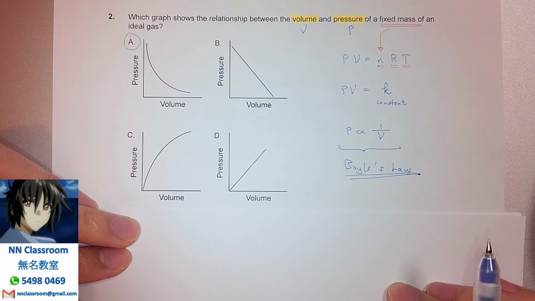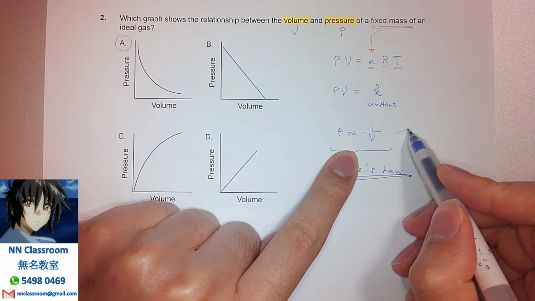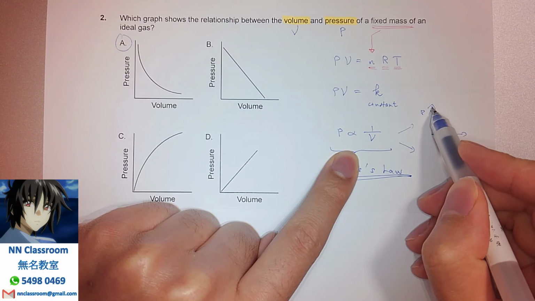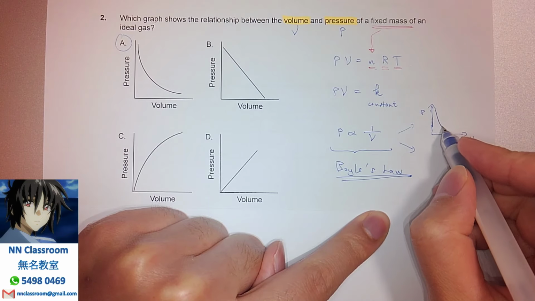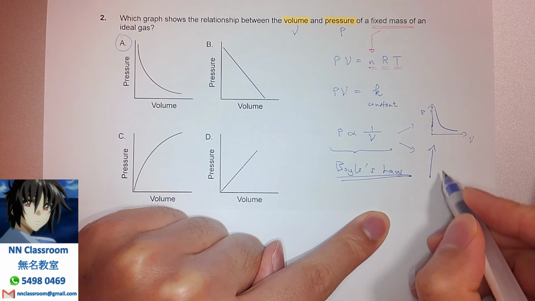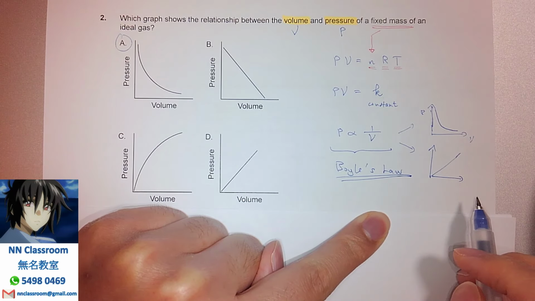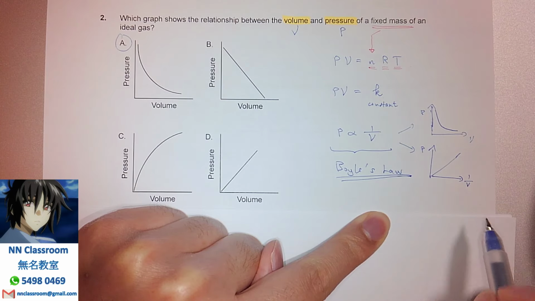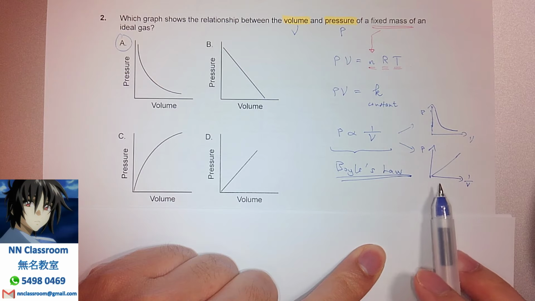Mind you, if students really learn deeply in this chapter, for this relationship we can express the graph in two ways. The first way is just what is given in the question: for P against V, we can simply use a curved line, right? But if we really want a straight line, we can make good use of changing the axis. If we plot P against 1 over V, then we get a straight line passing through the origin.